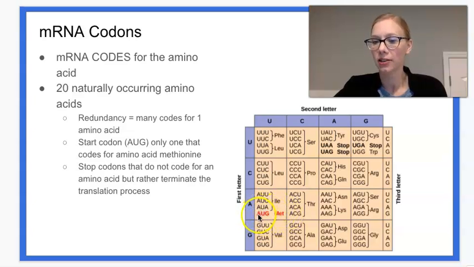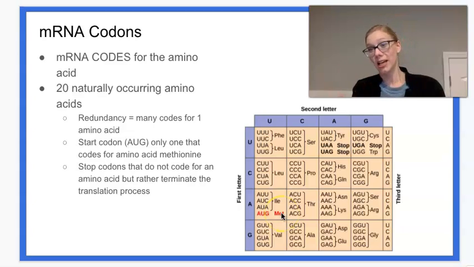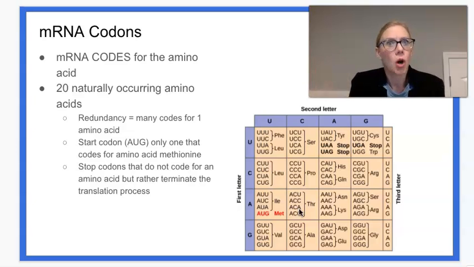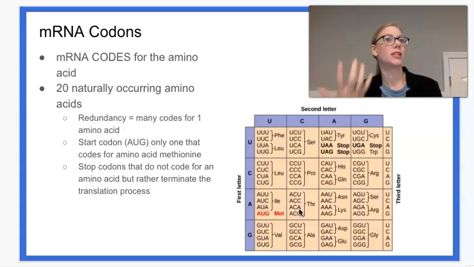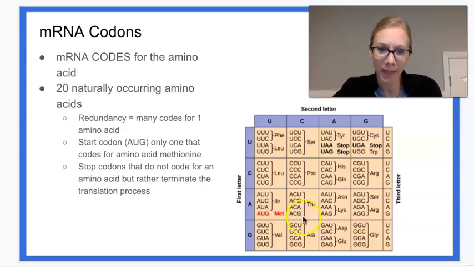You'll notice it's right here. It says AUG, and then it says MET. That's just the 3-letter abbreviation for the amino acid methionine, because sometimes they're long to say. And you'll notice it is the only one on here for methionine. That's important because that's how we know where to start translation. It's always going to start with methionine. So you only want there to be one of those because you only want it to start in one place.